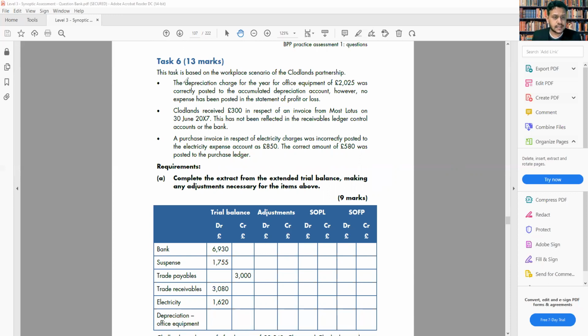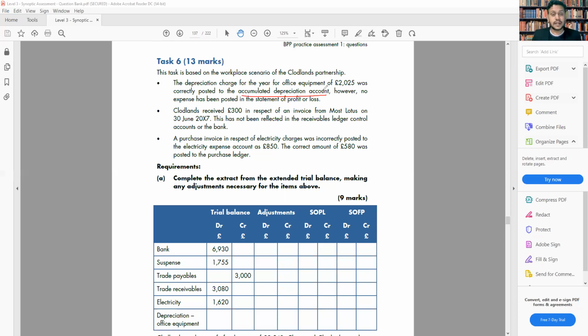The first one you can see here, they said this task is based on the workplace scenario of the Courtland Partnership. The depreciation charge for the year for the office equipment 2025 was correctly posted to the accumulated depreciation. However, no expense has been posted to the statement of profit and loss. So when you have a depreciation, you have a journal: depreciation debit and accumulated depreciation credit. But I did the accumulated one correctly, but I forgot the depreciation. So if I forget one side, that means debit and credit will not be equal.